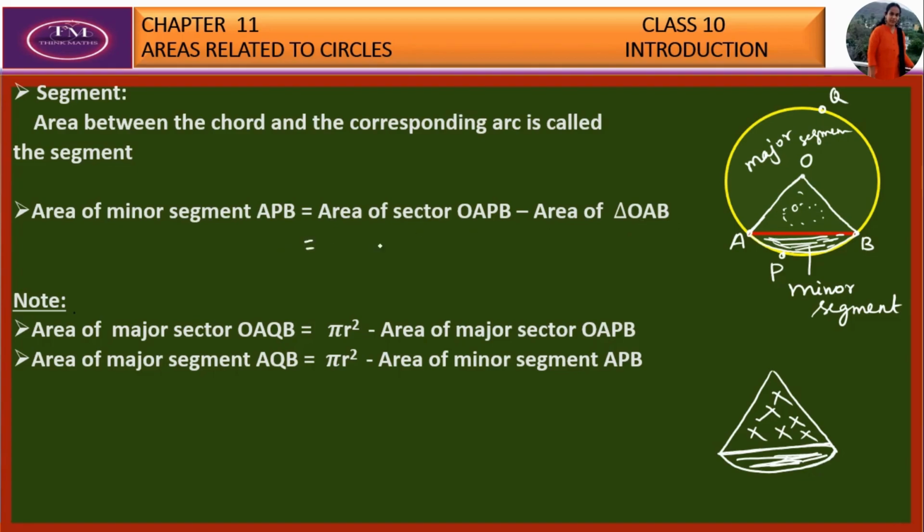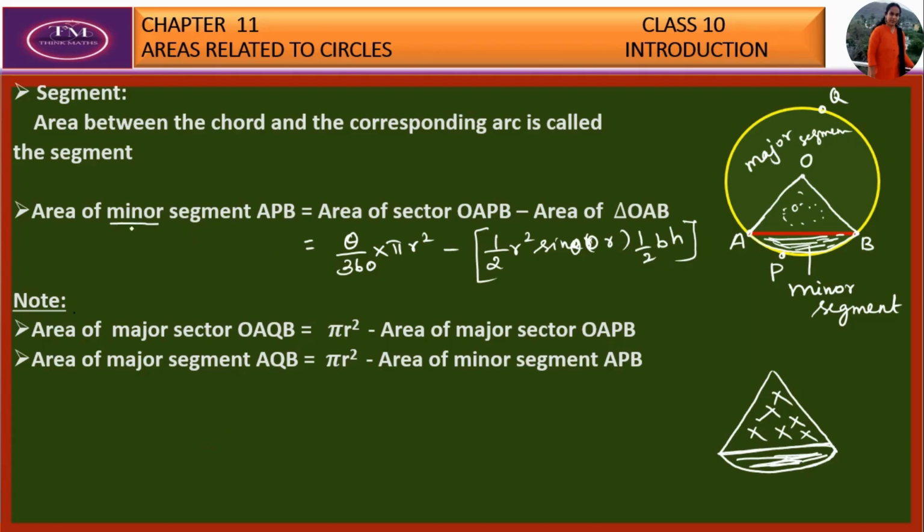We know the formula: the area of the sector is theta by 360 into pi r square, minus the area of the triangle. For the triangle, you can apply half base into height if you know the base and height, or if theta is between 0 and 90 degrees, you can apply 1 by 2 r square sin theta to find the area of triangle OAB. This is the way to find the area of the minor segment.